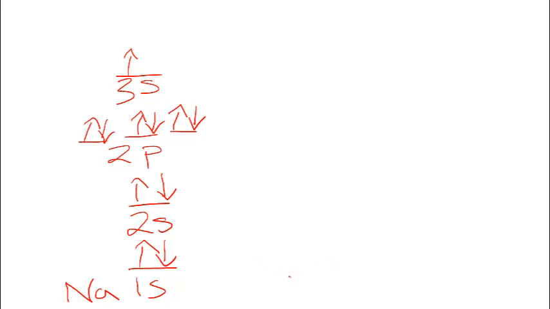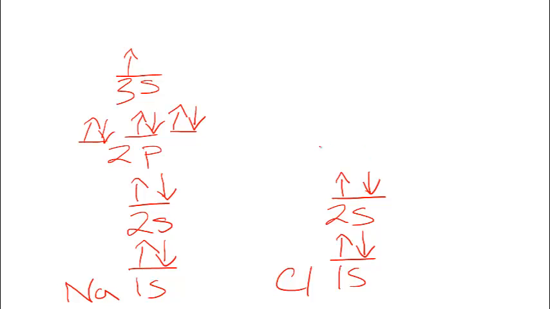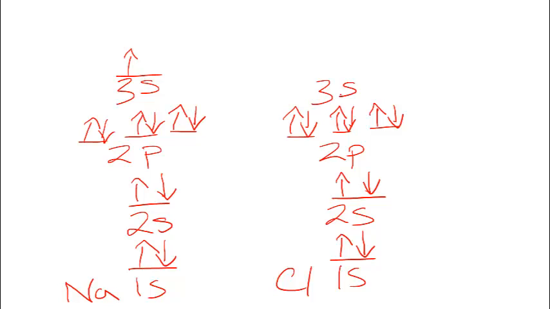Chlorine's atomic number is equal to 17. Just like sodium, chlorine's 1s orbital is filled. Chlorine's 2s orbital is also filled. Chlorine's 2p orbital is also filled. Chlorine's 3s orbital is completely filled.